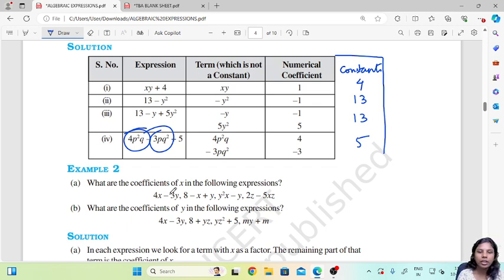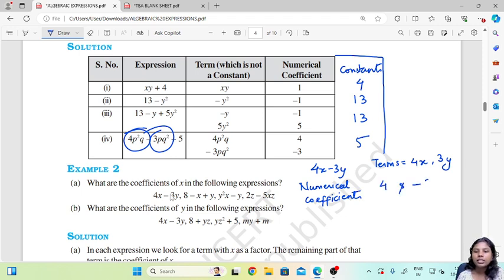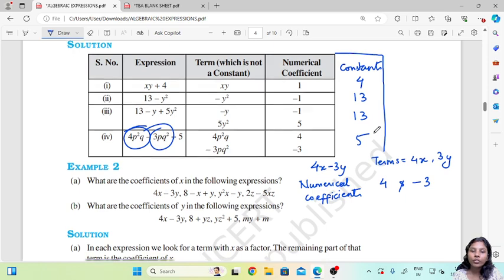So now let's look at this one. We have 4x minus 3y. In this case, let's write down the terms first. So it is 4x and 3y. Okay. Now in this, what are the coefficients? Numerical coefficients are 4 and minus 3. Okay. So this was about terms, factors, constants and coefficients.